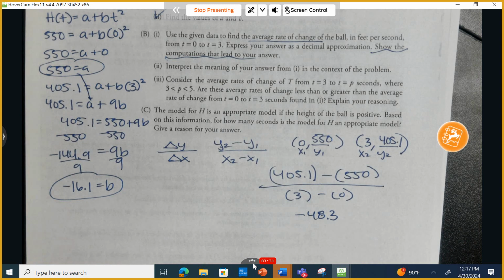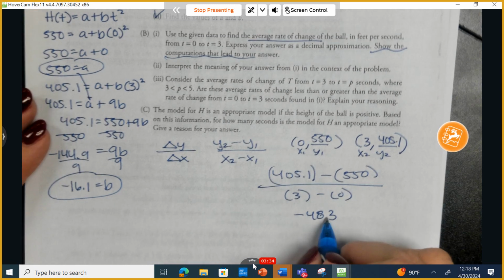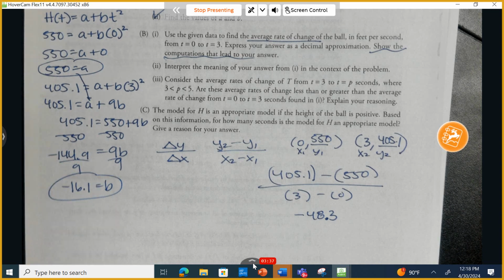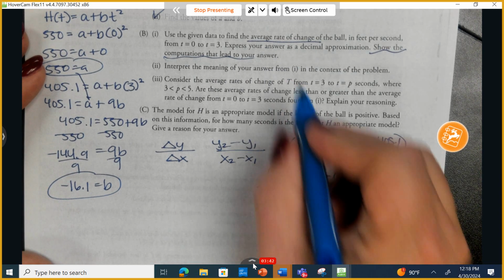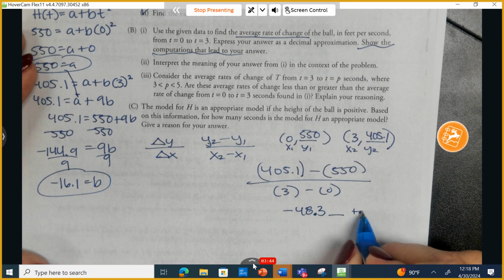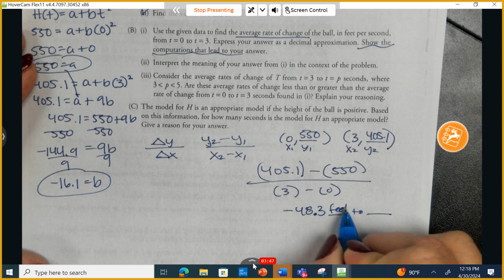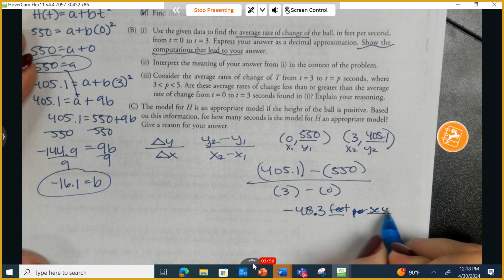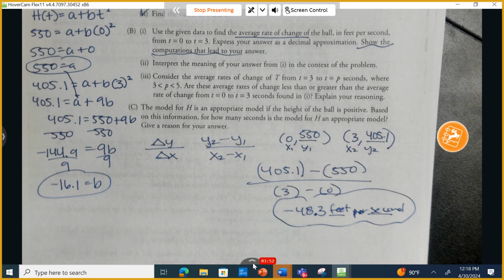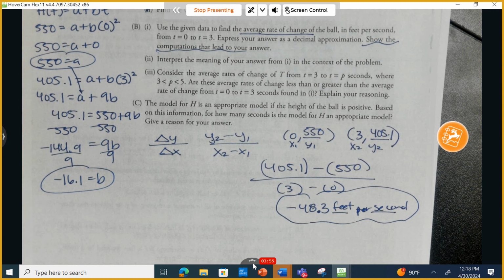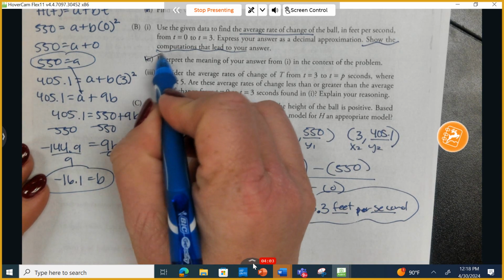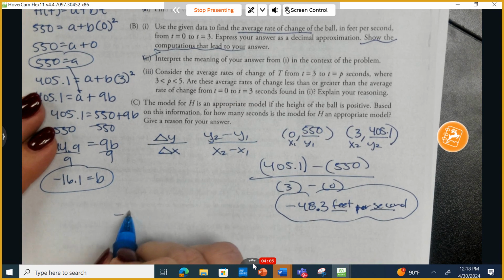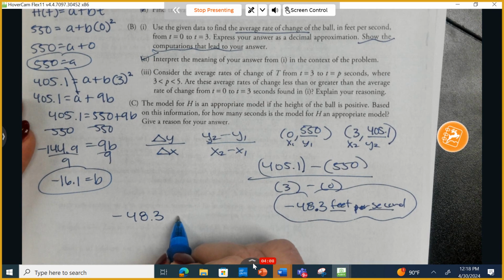Now here's the big deal. I would say that 40 to 50% of kids were able to get this, and then they got part of it wrong. Here's the reason why. When we're talking about average rate of change of the ball, we have to do it in terms of, this particular problem is feet per second. Feet per second, and that has to be added to it. The average rate of change when it's within the context of a problem has to have the units at the end.